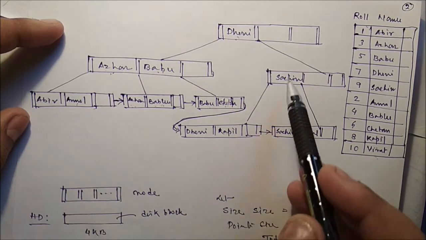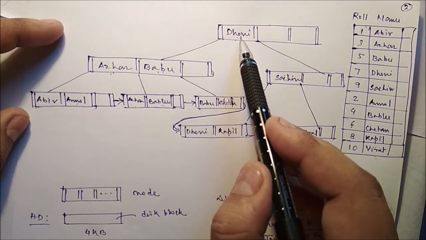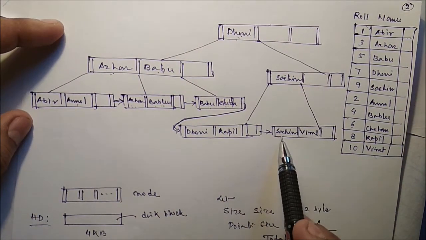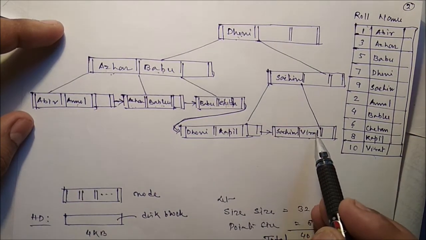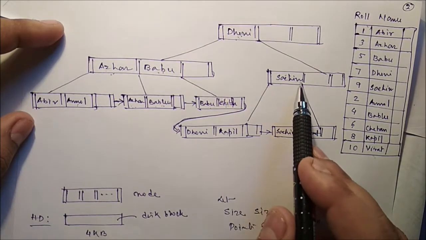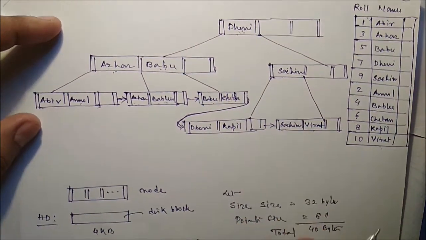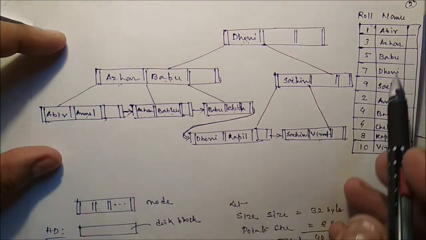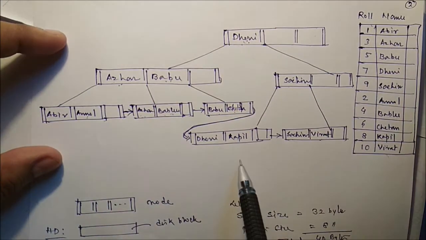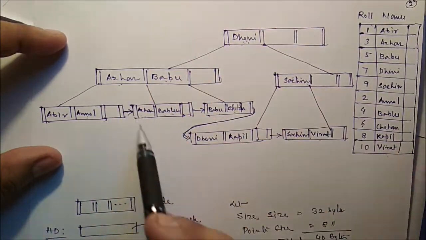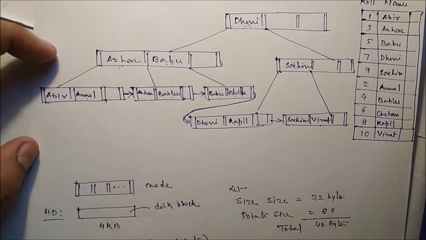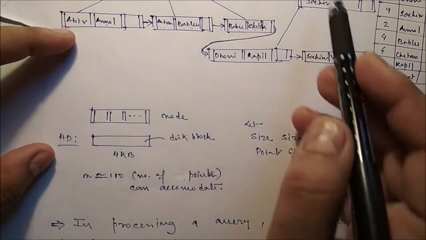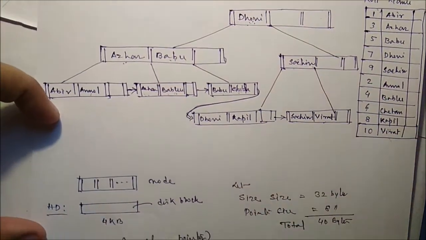Dhoni and Kapil are less than Sachin but greater than Dhoni. Greater than or equal to Dhoni. Similarly, Sachin and Virat are both greater than or equal to Sachin and greater than or equal to Dhoni. So not only integer values, we can construct a B plus tree for string data also. And here the data must be in ascending order. That is, it should be in alphabetical order.